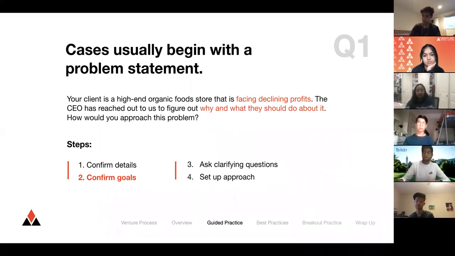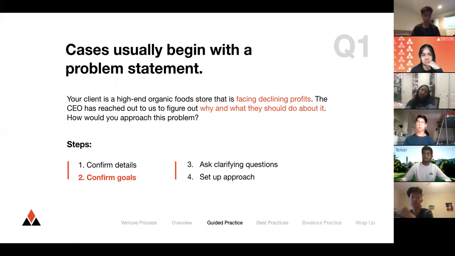One is facing declining profits. That's kind of the big part. And second is, now that you know they have declining profits, what should they do about it? So at this point, you might want to repeat back to your interviewer the important details: who you're working for, high-end organic food store, and what their goals are. They're facing declining profits, and we're here to help figure out strategies to help mitigate that and improve profitability.